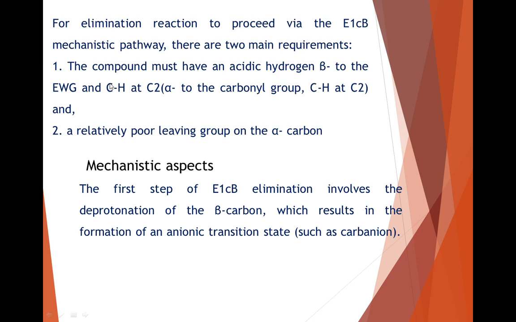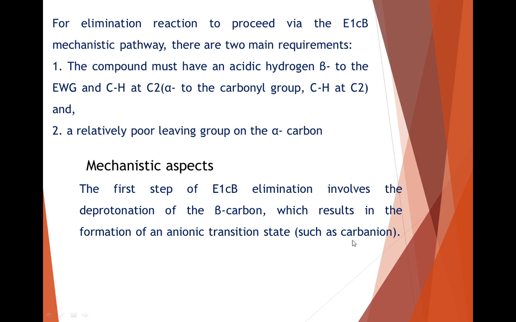For an elimination reaction to proceed via the E1CB mechanistic pathway, there are two main requirements. Number 1, the compound must have an acidic hydrogen beta to the electron withdrawing group. And number 2, a relatively poor leaving group on the alpha carbon. These are the two main requirements in which an elimination reaction proceeds through an E1CB mechanism.